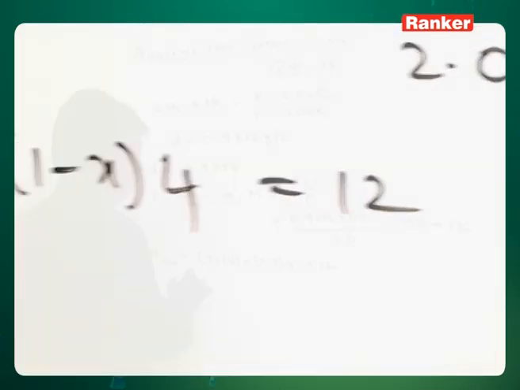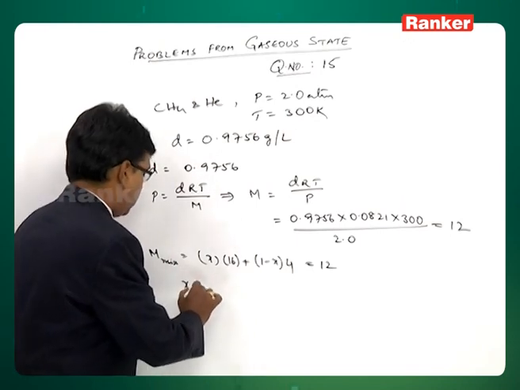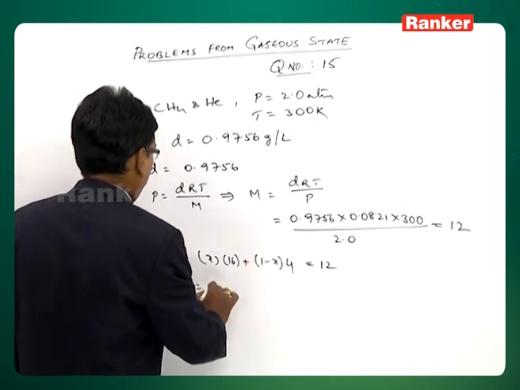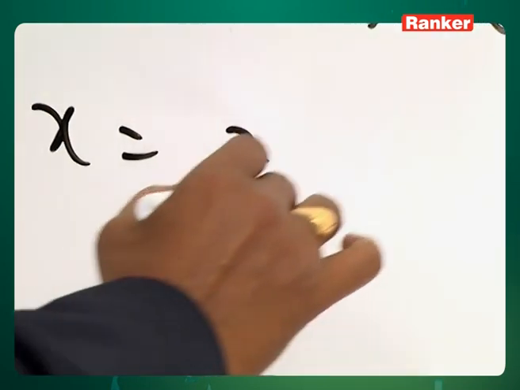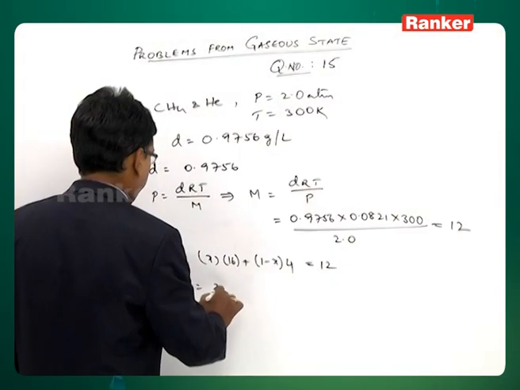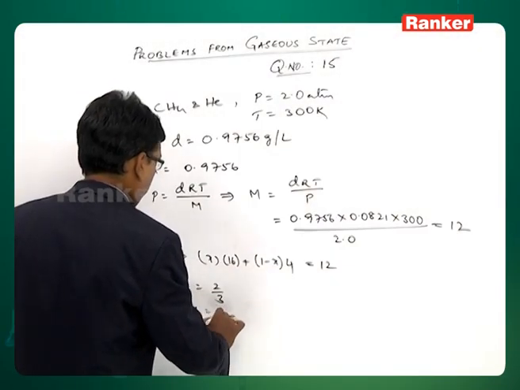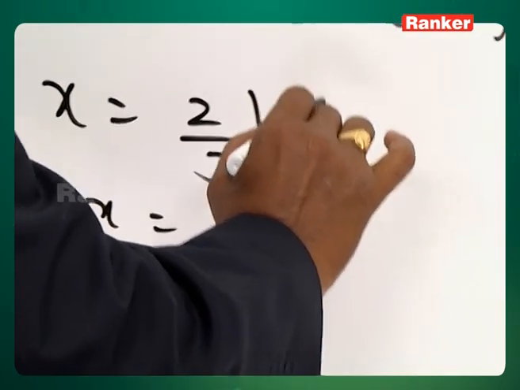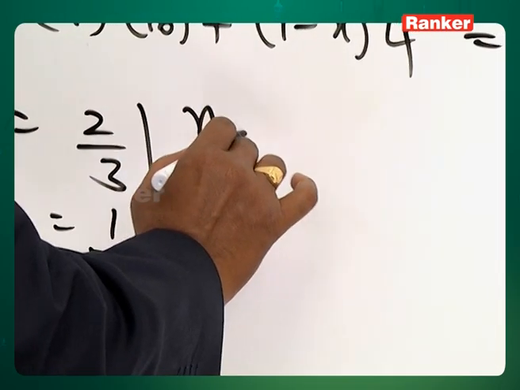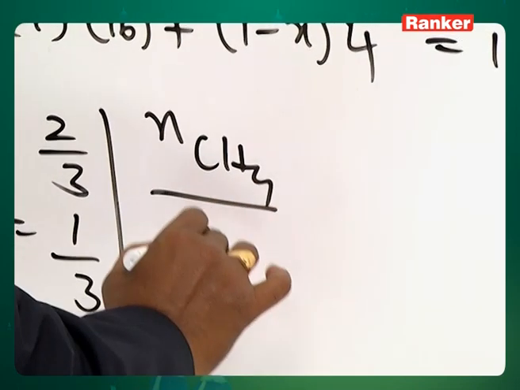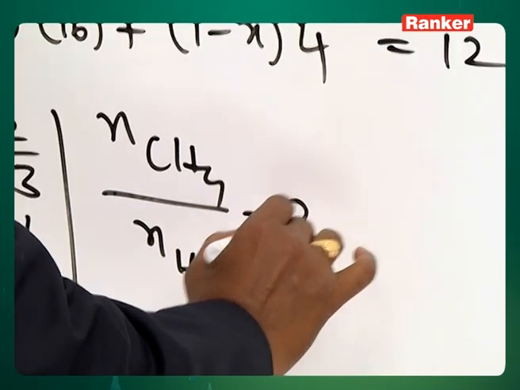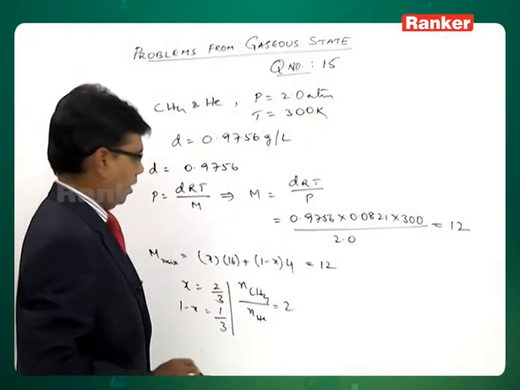Now, if you solve this, x is equal to 2 by 3. When x is equal to 2 by 3, 1 minus x will be equal to 1 by 3. So, the number of moles of methane by the number of moles of helium in the mixture is equal to 2:1.